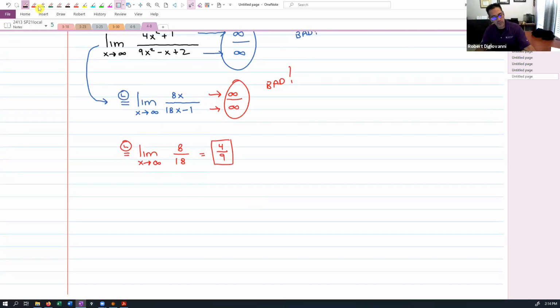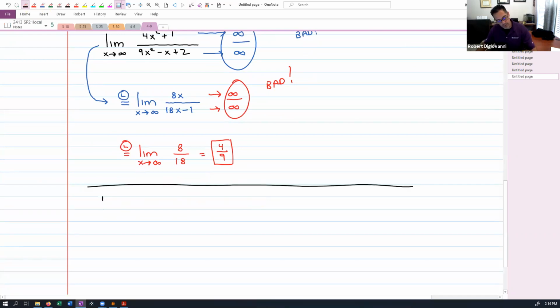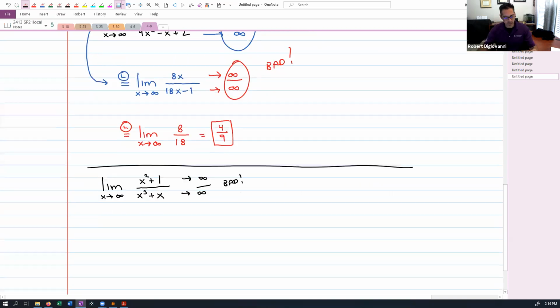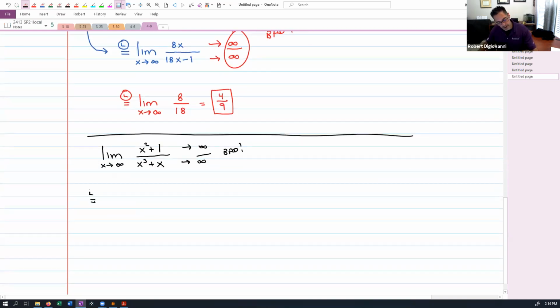Okay. Algebra. What if we did the limit as x goes to infinity, and we have x squared plus 1 on top, and on the bottom we have x cubed plus x. So on the top, this goes to infinity. On the bottom, it goes to infinity. That's bad, right? Okay, so we do L'Hopital one time. Let's see what happens.